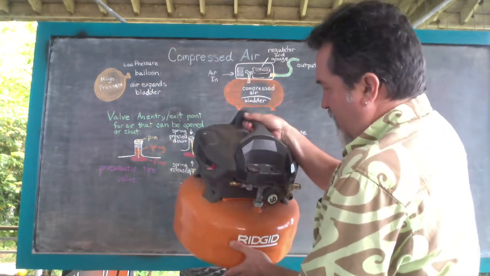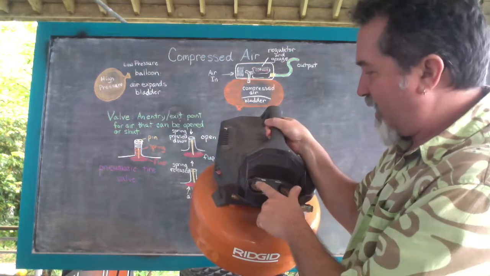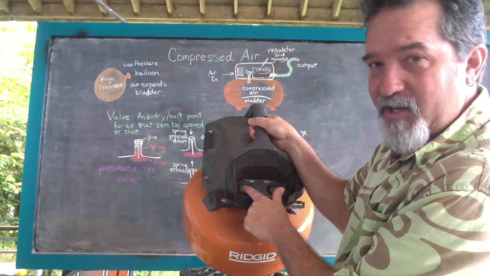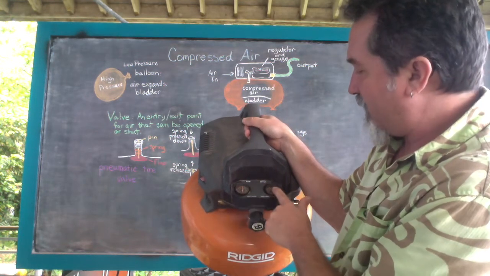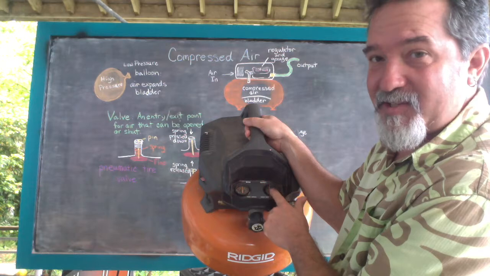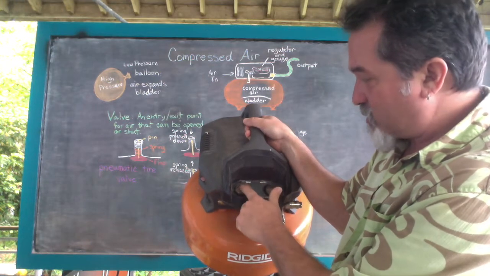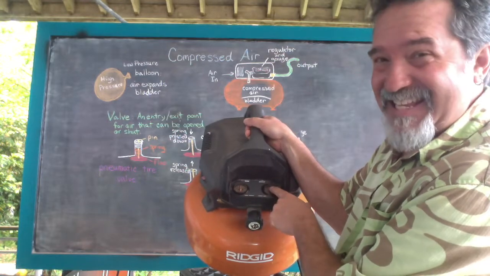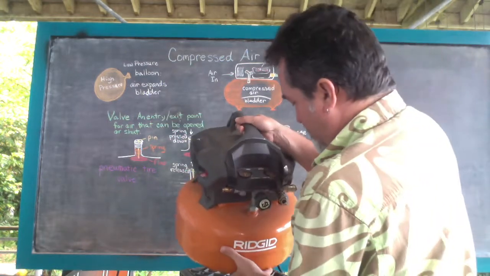Sitting up here on the tank are a pair of gauges. This gauge will tell me how many pounds per square inch I have inside the tank, and this will tell me how much I'm going to release on the outlet. So I can have a certain amount of pressure, but by controlling it here, I can release less pressure on that side.